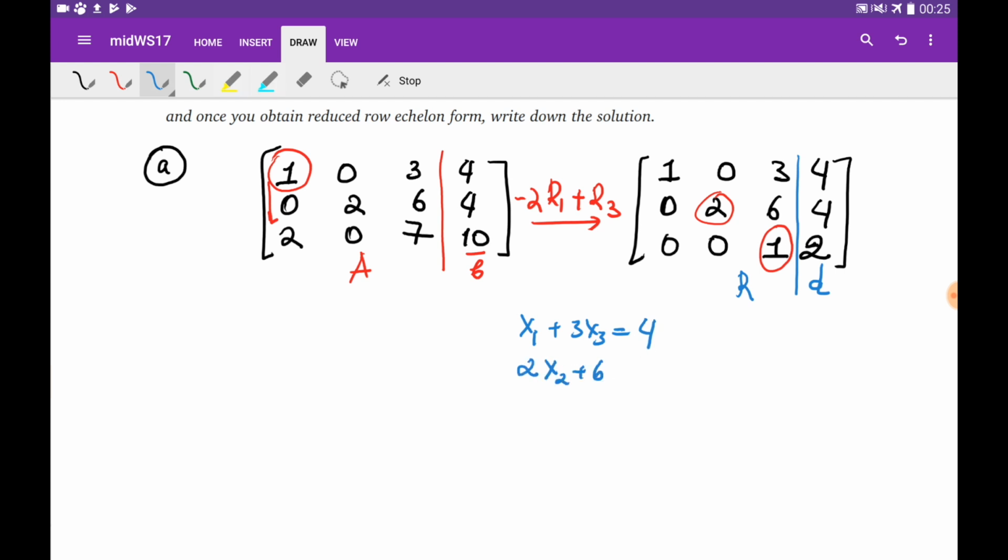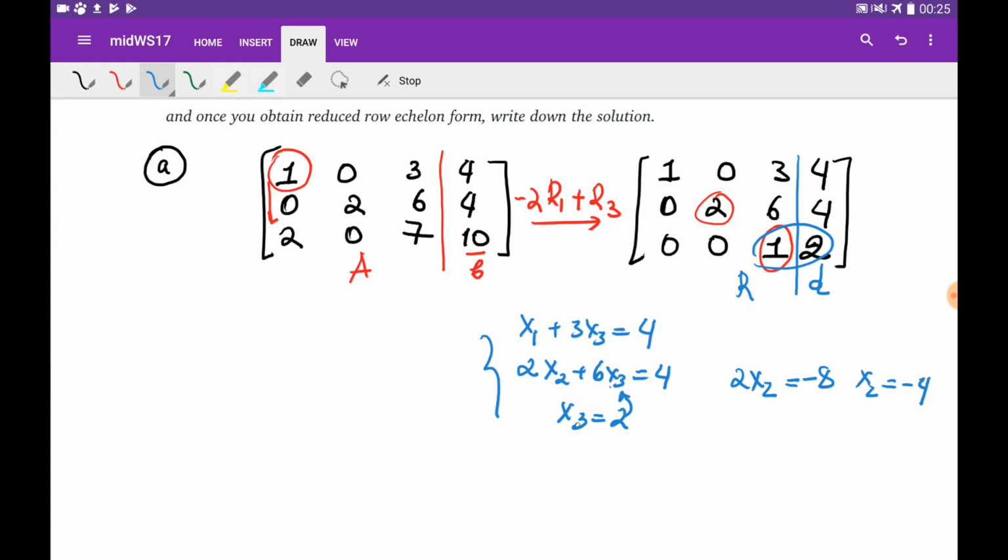2x2 plus 6x3 is equal to 4, and x3 is equal to 2. It comes from the last equation. So if I substitute x3 equal to 2 into the second one, we obtain 2x2 plus 12 is equal to 4. So if the 12 goes there, it's going to be minus 8. So that is why x2 is equal to minus 4.